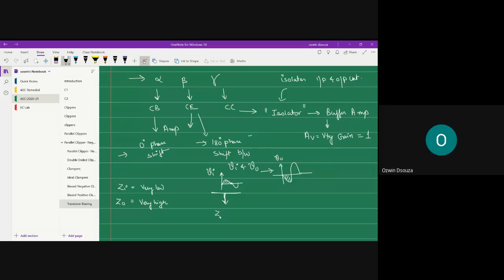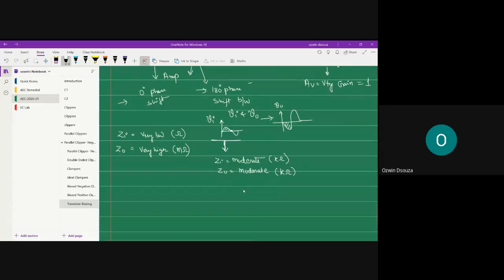On the other hand, in case of common emitter, input impedance is moderate and output impedance is also moderate. Very low means a few ohms, very high means up to a few mega ohms, and moderate means some kilo ohms. I'll come to it in the next class, or in the coming weeks I will talk about it.